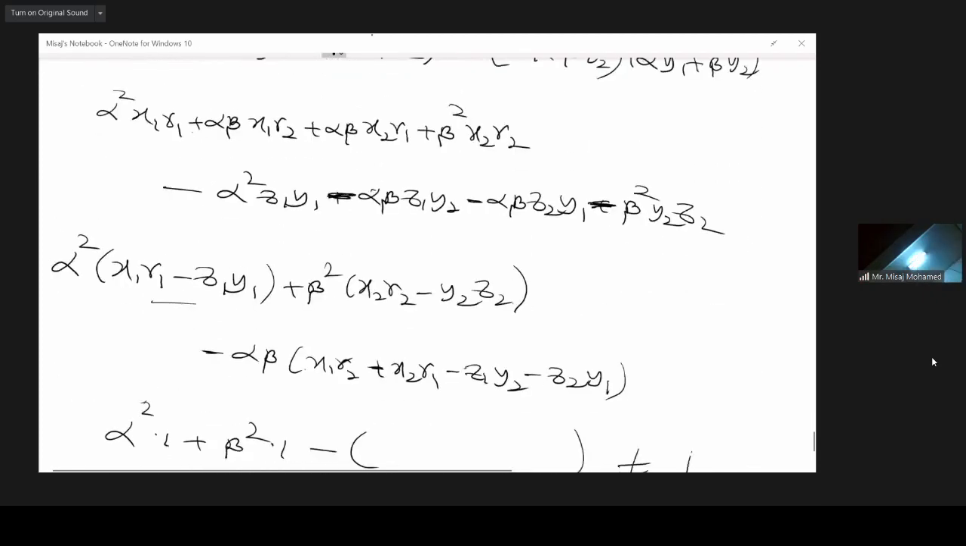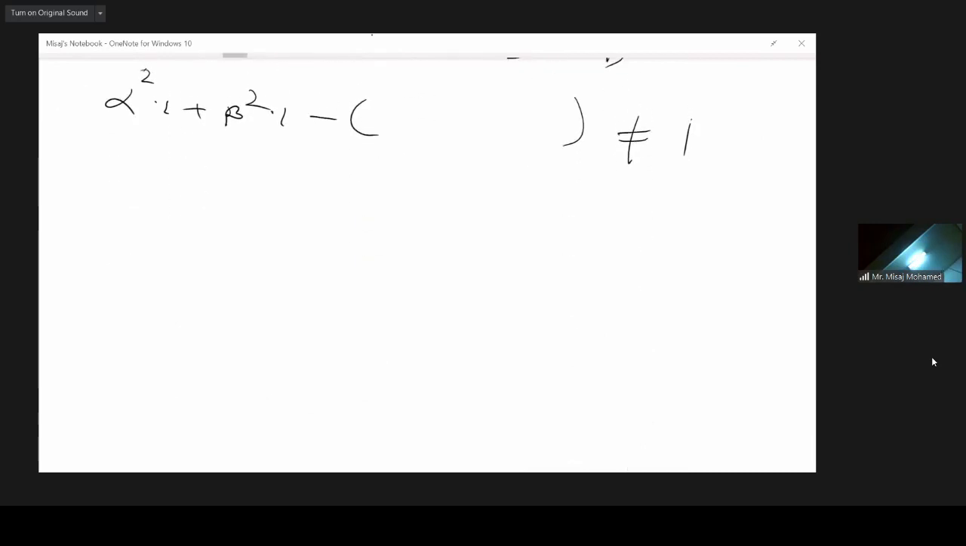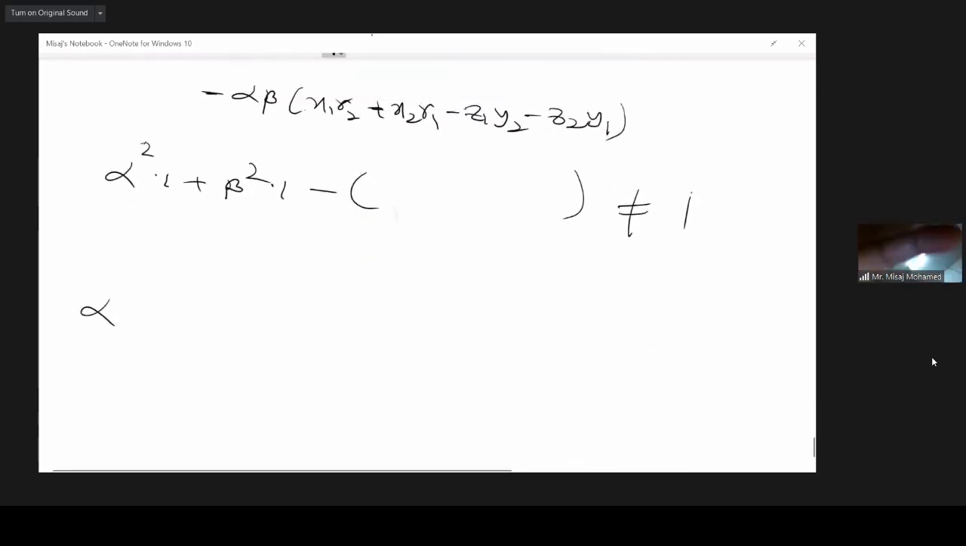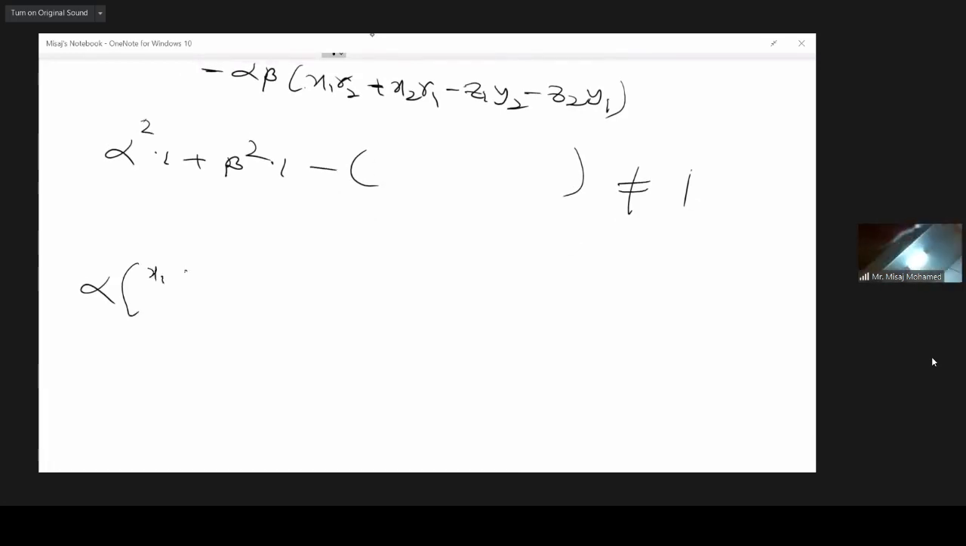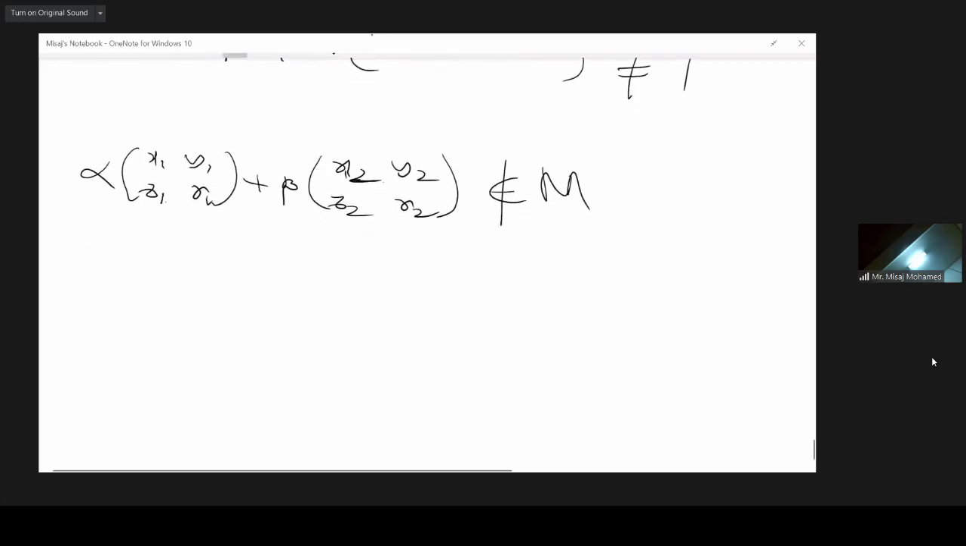Right, okay. Therefore alpha times (x1, y1, z1, r1) plus beta times (x2, y2, z2, r2) is not in M. Definitely, therefore M is not a subspace of S.